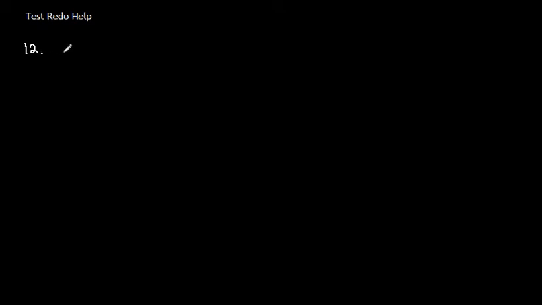Okay, find the equation of the line that passes through the point (-2, 7) and is parallel to the line x minus 6y equals 3. Two lines are parallel if they have the same slope. So we want a line parallel to this line, so we need to find the slope of this line. And the way you find the slope is you get it into the form y equals mx plus b.